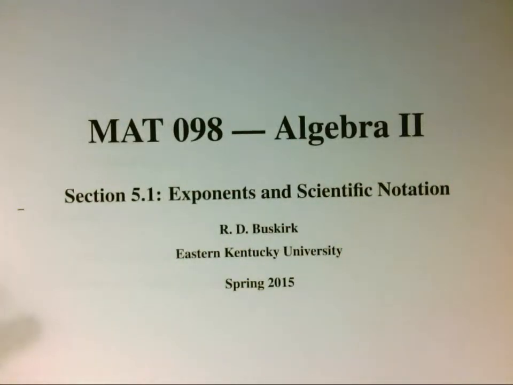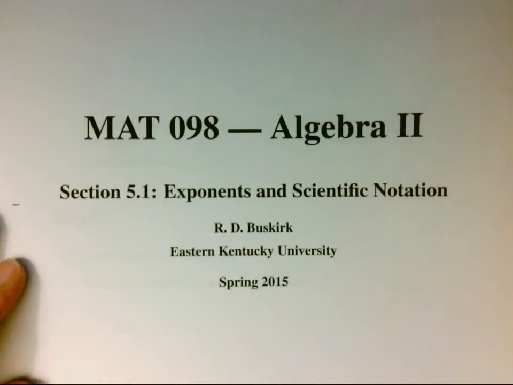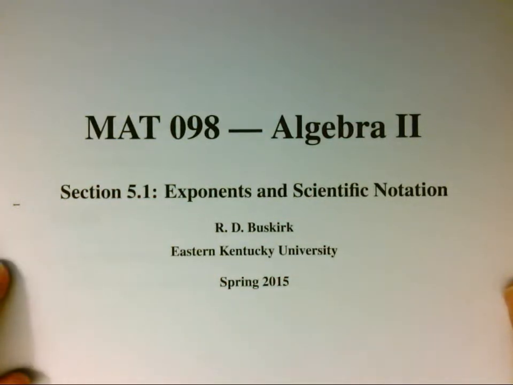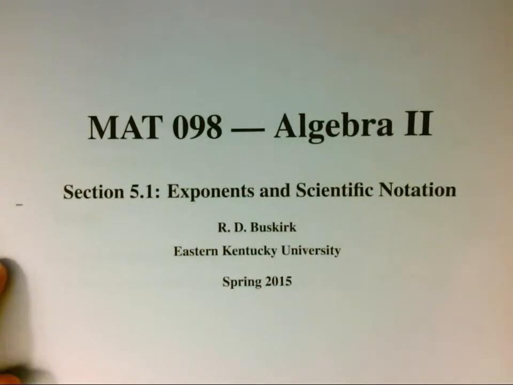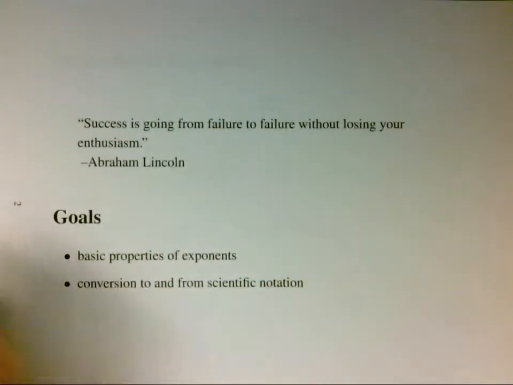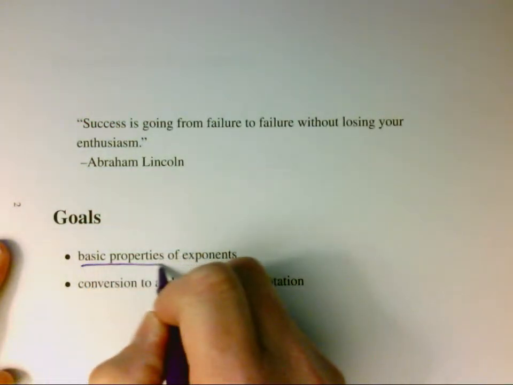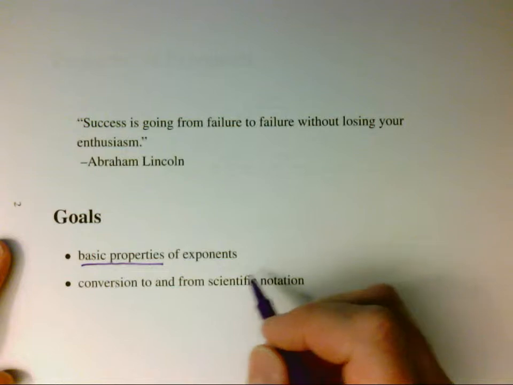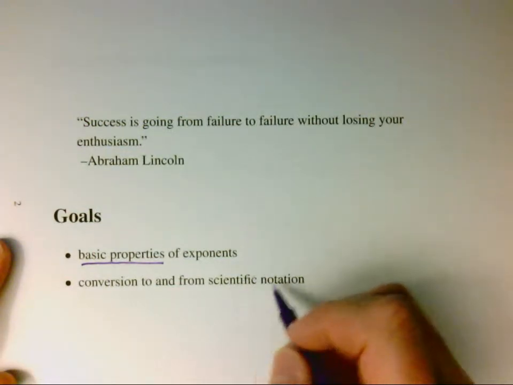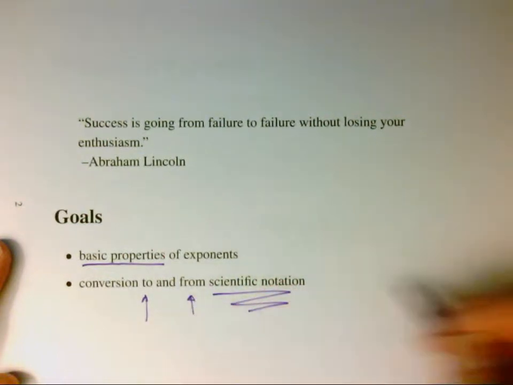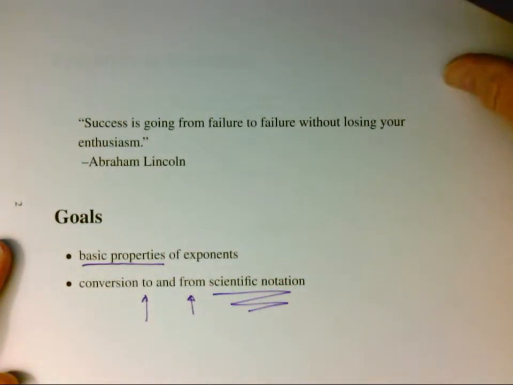Greetings everyone, we're back here starting with section 5.1 with exponents and scientific notation. This is the beginning of chapter 5 where we're going to go from exponents to basic polynomials. So we start with exponents here, and in fact we start with the basic properties of exponents. And then we're going to see those basic properties play out with scientific notation. In this section, we will do conversion to and from scientific notation.